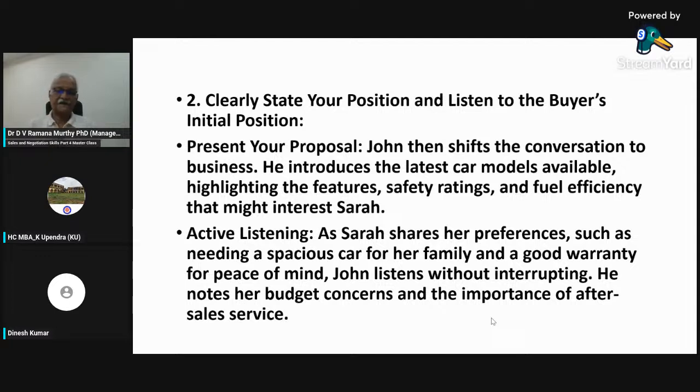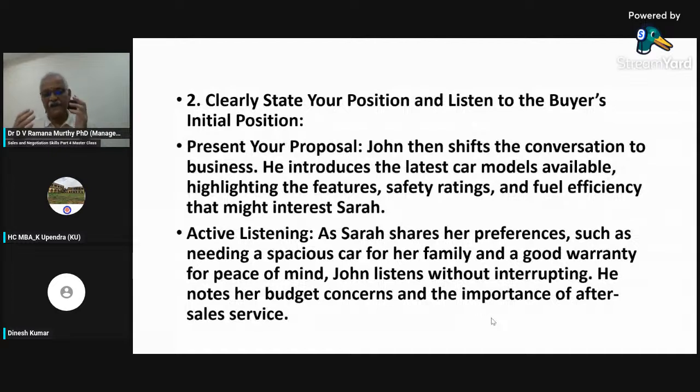So that's it. Now John, the salesperson, slowly introduces the latest car models available, highlighting the features, safety ratings, and fuel efficiency, etc., because that might interest Sarah. Open your briefcase and take out your brochures or whatever, and then start explaining the features, safety ratings, fuel efficiency, and advantages of this particular model.